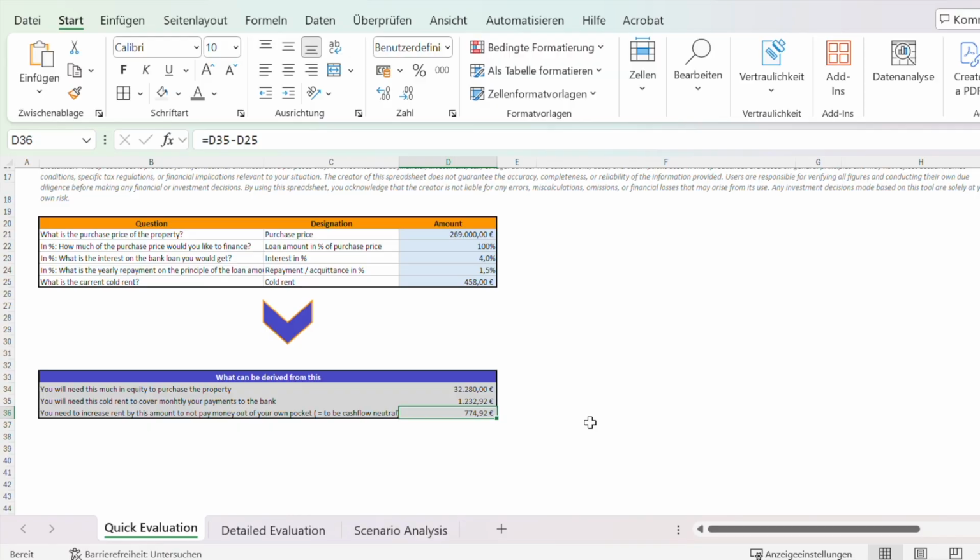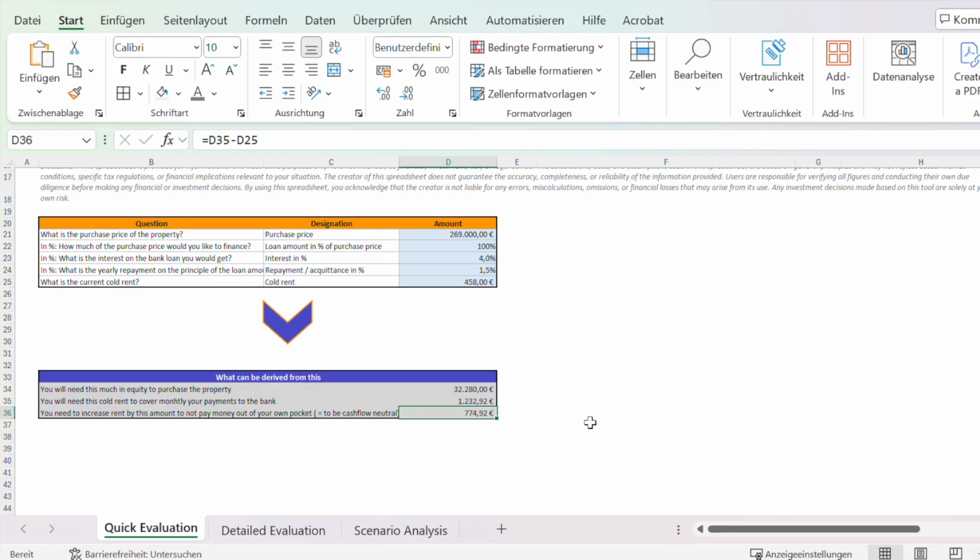So if you would still buy this apartment, you can still do that, but it's really not a good case for you, right? Since you have to add so much money on a monthly basis, in this case 774 euros per month, sort of from your own pockets. But let's go into the detailed evaluation sheet, right?